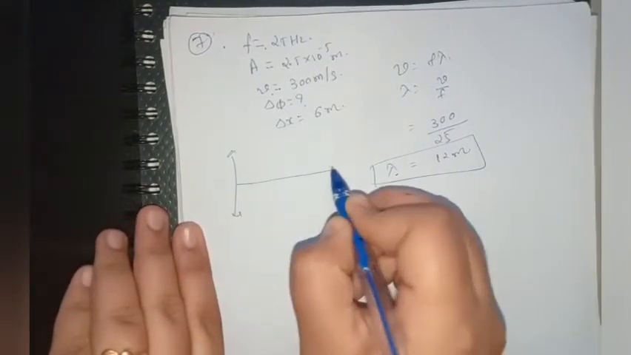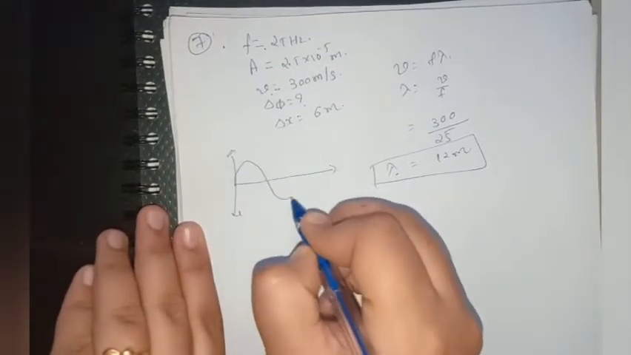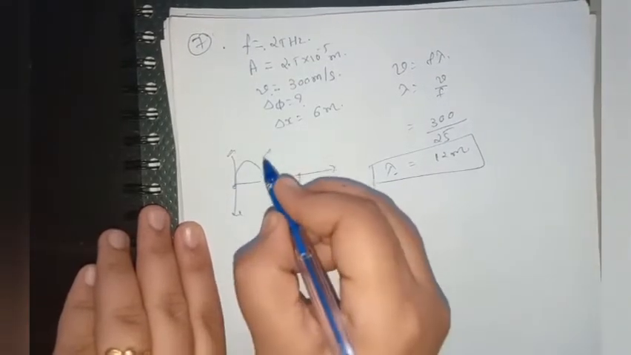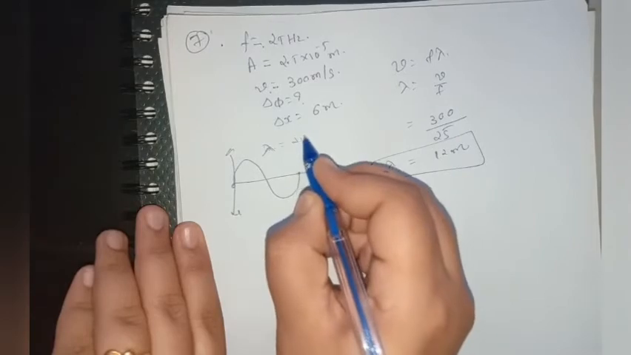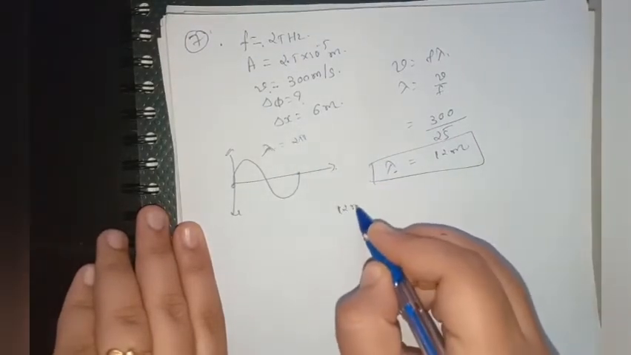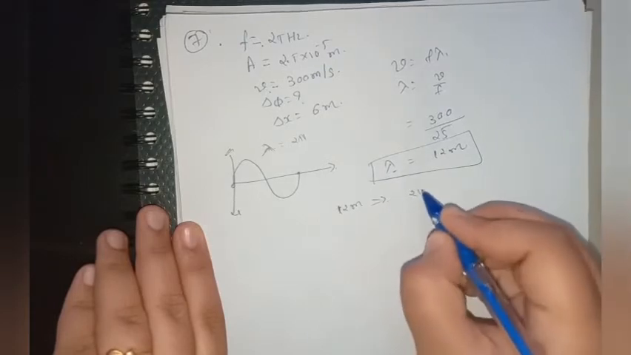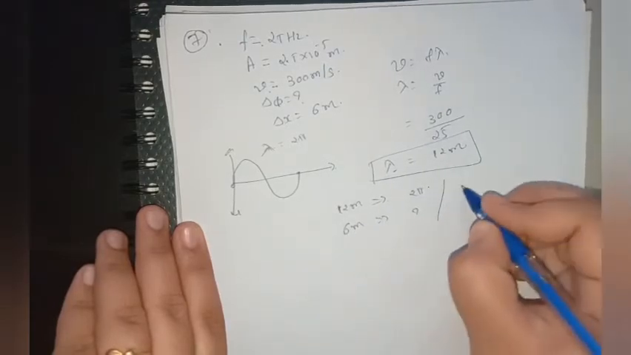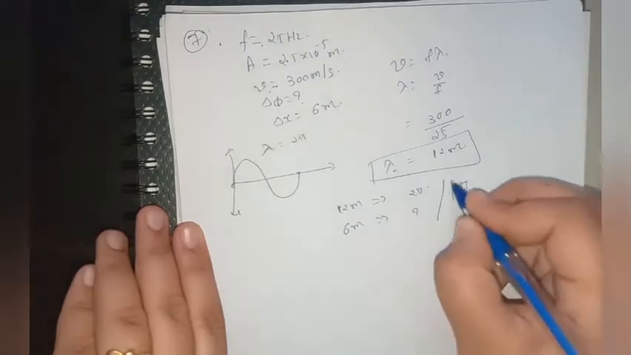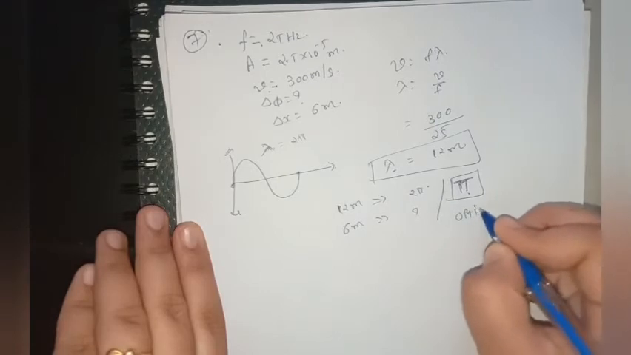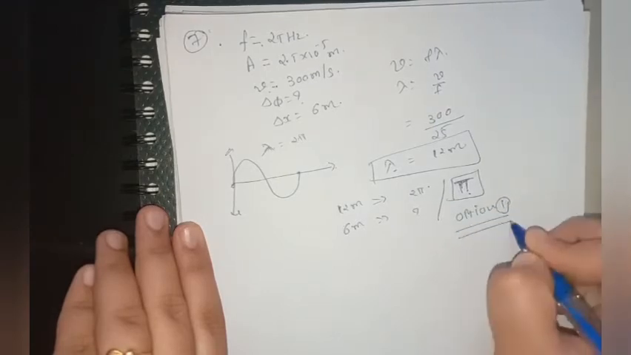As we have seen in previous question, the phase difference between 2 points having path difference lambda is 2 pi. So for 12 meter path difference is 2 pi. So for 6 meter path difference will be pi. So option 1 is correct option.